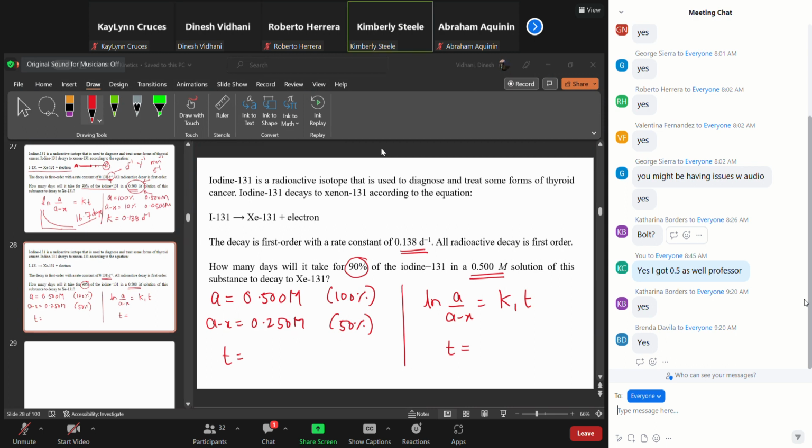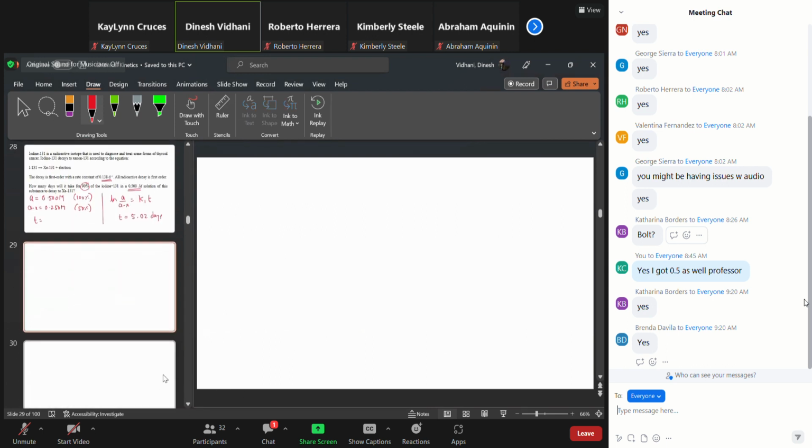Or is it 50? Okay. So 5.02. So you got 5.02 days. Now, can you find me how long will it take to go from 0.250 to half of that? See, every time now you're going to half of that. So now in your new case, you start from 0.250, which is remaining in your solution, and you go half of that, which is now 0.125 molar, which is remaining.